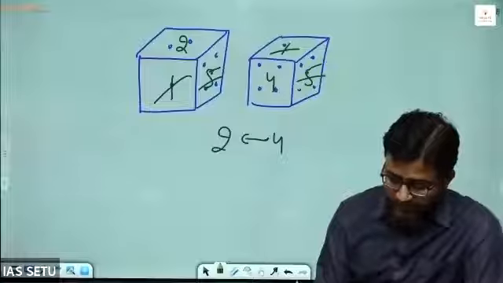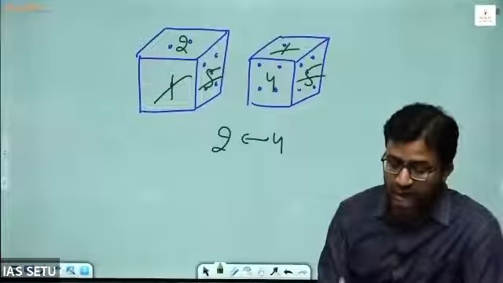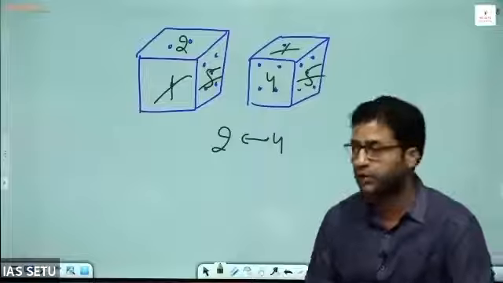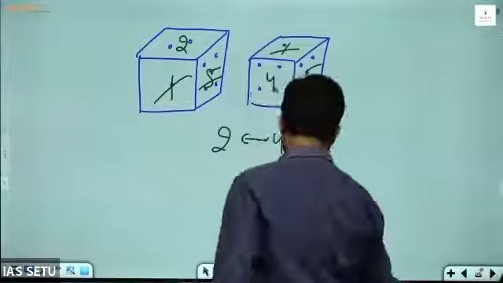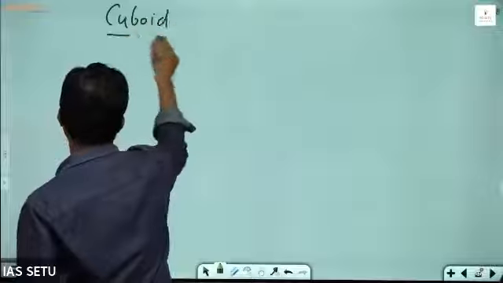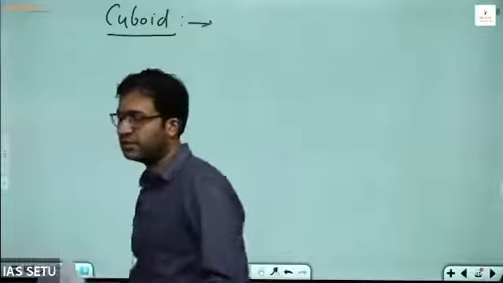Question number 34, 35, 36, you can try yourself. Next, I take the next type, when it is a cuboid rather than a cube. So you put the heading cuboid. If the examiner gives you a cuboid, how can we handle this cuboid question?